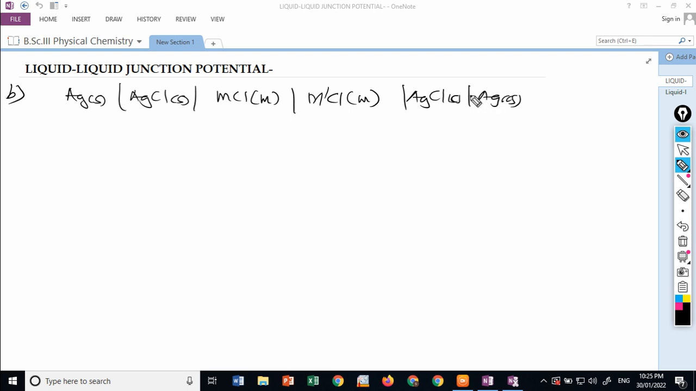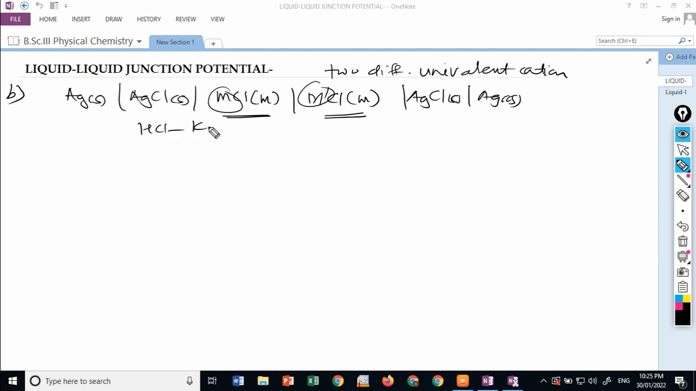Okay, so the electrolytes are chlorides, both the chlorides of two different univalent cations. This is M, this is M dash, two different univalent cations, that is valency 1. So what can be taken? The HCl KCl pair can be taken, or HCl LiCl, or LiCl NaCl can be taken.